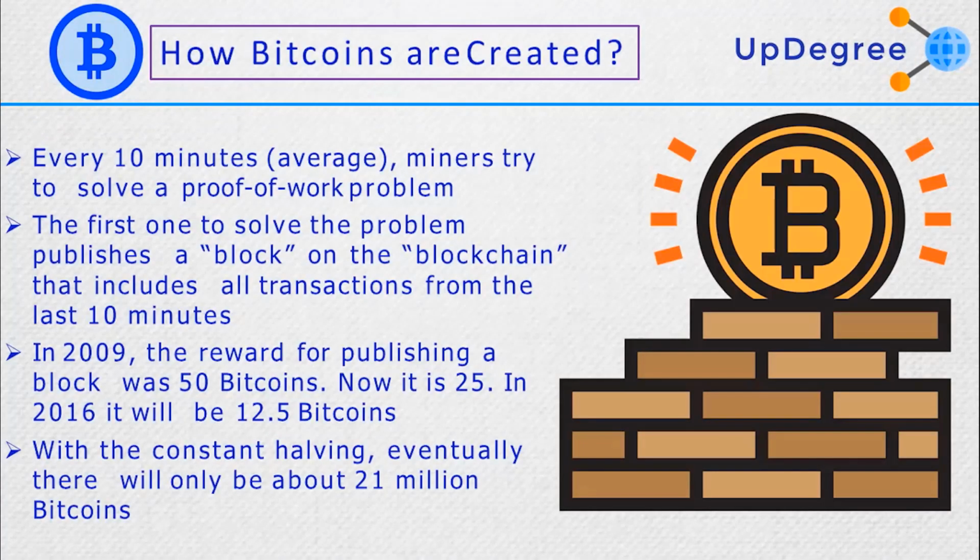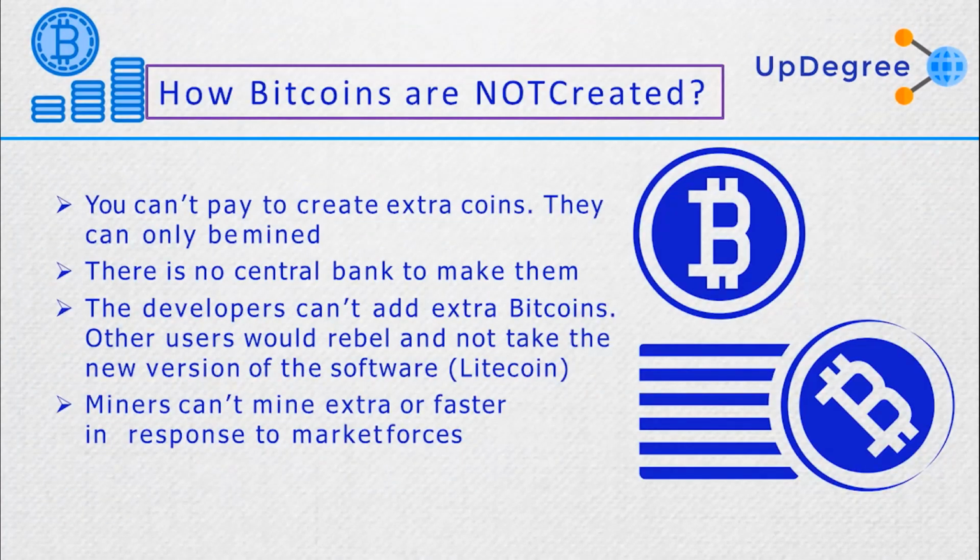Thank you. You need to remember how Bitcoins are created: you can't pay to get extra coins. They can only be mined. And second, there is no central bank. Developers cannot add extra coins, and even miners can't mine extra or faster in response to market forces. This is something beautiful about Bitcoin. That's why you see Bitcoin's utility growing day by day.